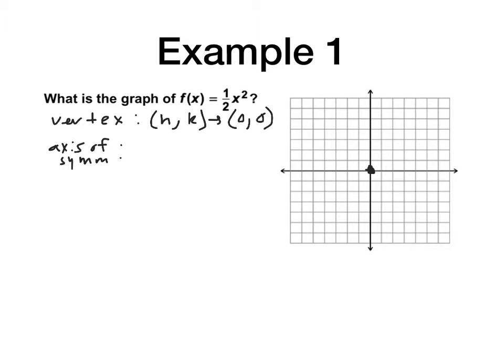Next, we have our axis of symmetry. Our axis of symmetry is x is equal to h. What do we say our h is? 0. So our axis of symmetry is x is equal to 0. So we're going to draw a line on x is equal to 0. So it's going to be this red vertical line, right on the y-axis.